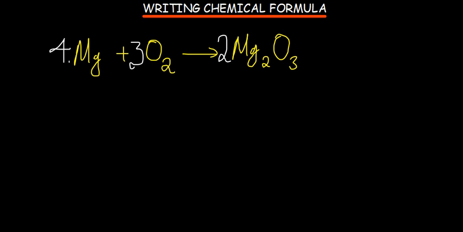You can also include the state symbols. Magnesium, metals are solids. Oxygen is a gas. Magnesium oxide can be aqueous or a solid, but this is going to be a solid. Okay, so that is it.